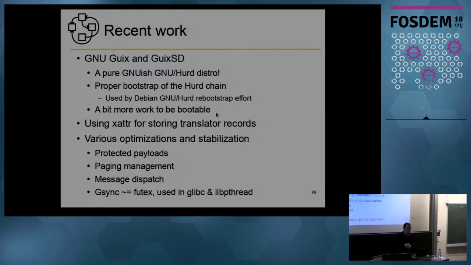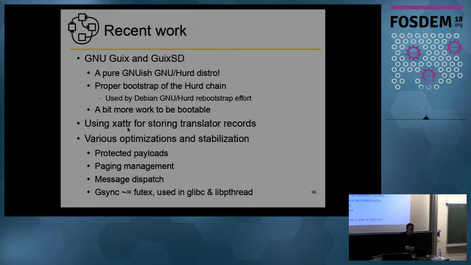So recently, I didn't mention it, the translators, so slash servers socket, slash servers PCI, etc. They're actually special files, and so far we used a GNU Hurd extension to store them. Recently we put in some code to use XATTR, so to use a standard feature of ext2fs to actually store things.